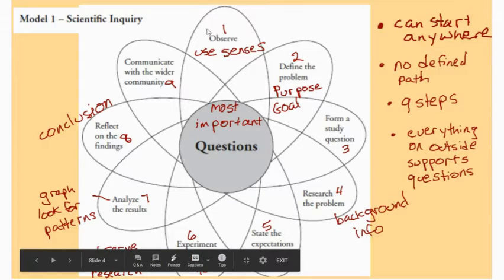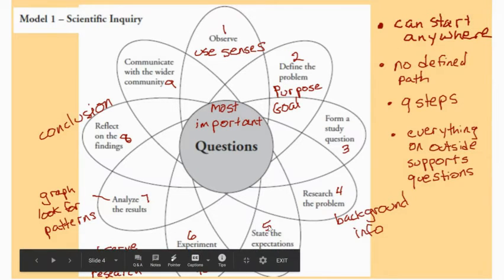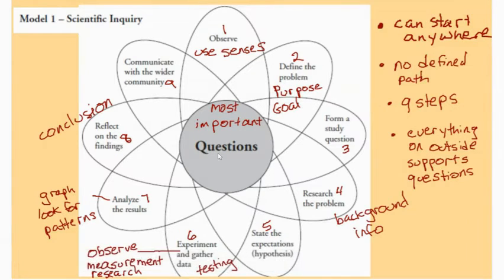You might have to go from 1 to 2, but then think, wait, what did I see again? Go back to 1. You'll end up with 3, 4, 5, but then you decide, wait, I need to research a little more before I am really happy with number 5 here. So there's a lot of overlap and interdependence between these steps. Everything on the outside supports this middle portion, the question.